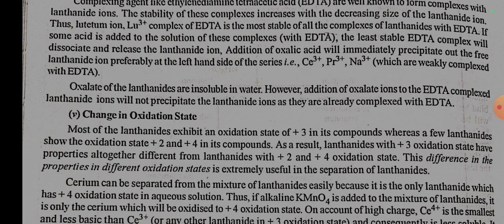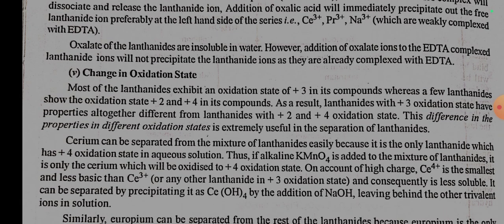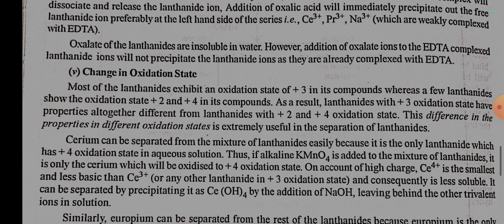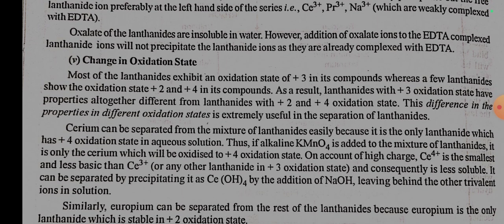Addition of oxalic acid will immediately precipitate out the free lanthanide ion, preferably at the left hand side of the series, that is La3+, Pr3+, Nd3+, which are weakly complexed with EDTA. Oxalates of the lanthanides are insoluble in water. However, addition of oxalate ions to EDTA-complexed lanthanide ions will not precipitate the lanthanide ions as they are already complexed with EDTA.